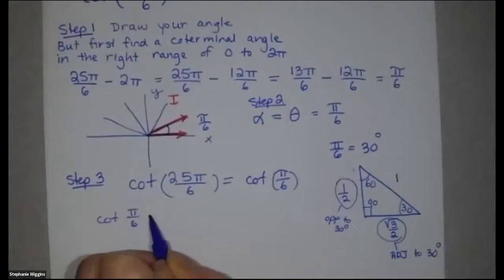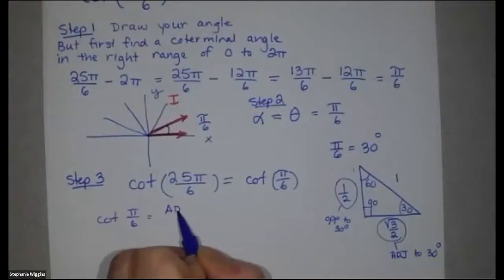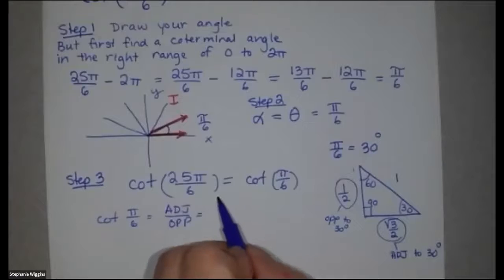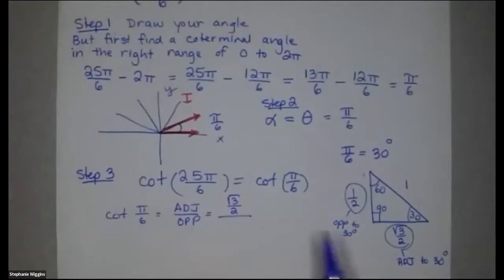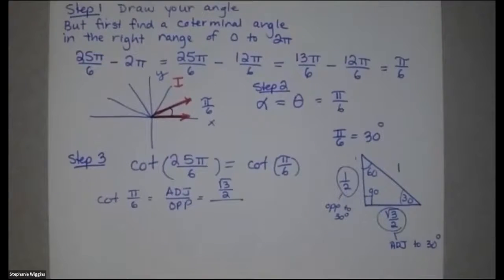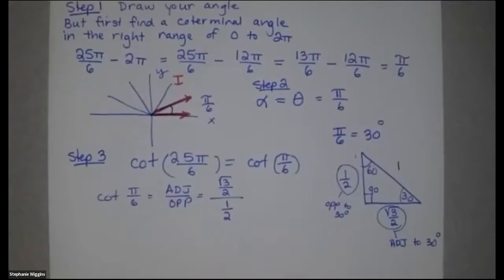Okay, so cotangent of pi over 6 is the adjacent over the opposite, which in our case is square root of 3 over 2 divided by 1/2. And when you divide by a fraction, you multiply by the reciprocal. So this whole thing becomes square root of 3 over 1, which is just plain old square root of 3. And so that is my answer right there.